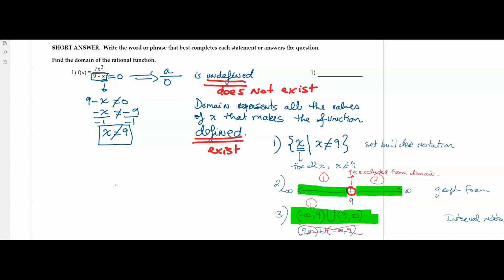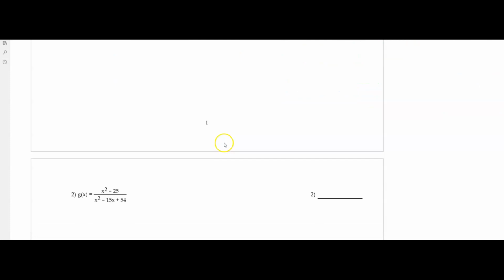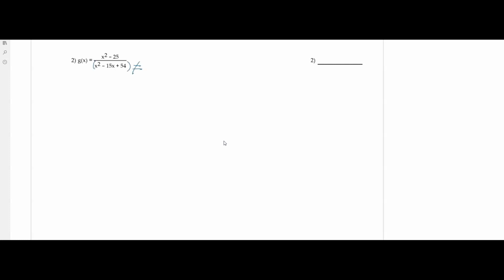All right. So now let's move on to the second one. We're going to do something similar to that. All right. So again, we want to find the domain of this. And we never care about the numerator, x squared minus 25. We do not care about it. The only thing we care about is that the expression in the denominator cannot be equal to 0. That's what we care about. So, we have a polynomial here, right? We have a quadratic expression. So, let's factor it and determine what x cannot be equal to.